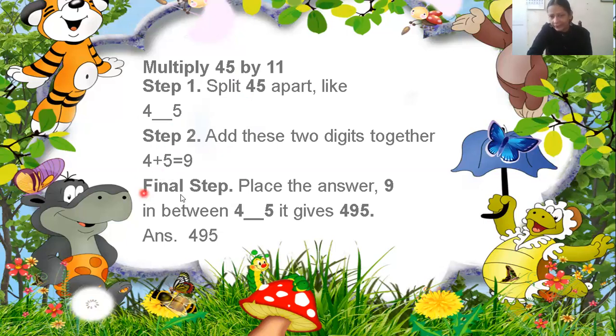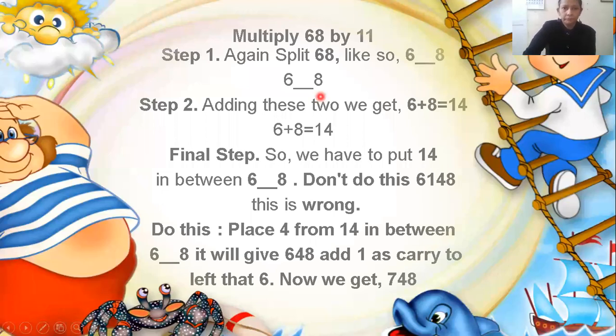Now the final step: you got this 4 plus 5 as 9. So what will you do with this 9? You will place this 9 in between 4 and 5. When you place this 9 in between 4 and 5, you will get 495. So 495 is your final answer.